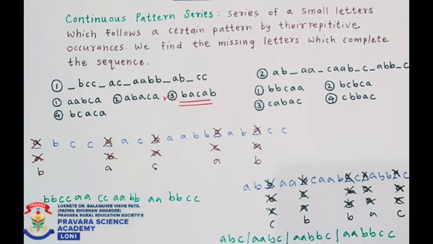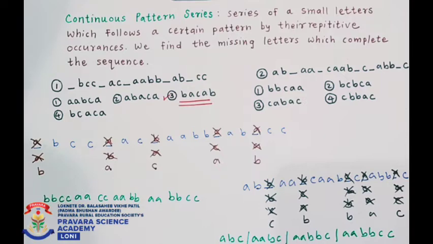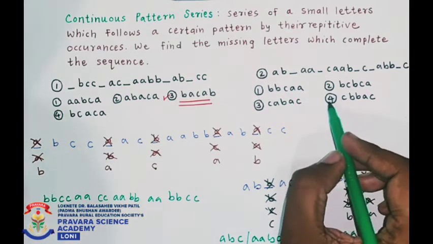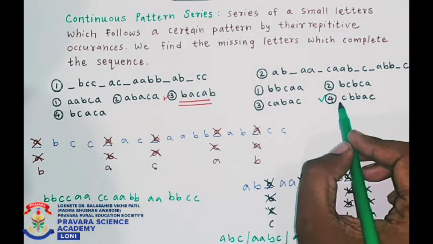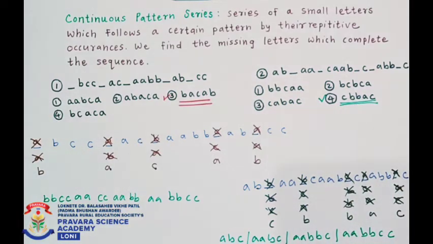AABBCC. First you can check all letters are appearing once, then the first letter comes twice and the rest two appear once, then the first two letters come twice and the third one appears once, and in the last all three appear twice. So in this way, if we put the fourth option, CBBAC, we will get a correct continuous pattern. Now we will study some of the examples that were asked in previous year exams.